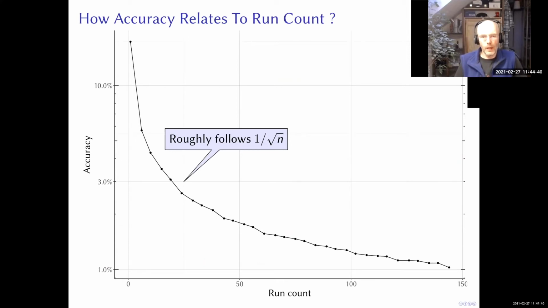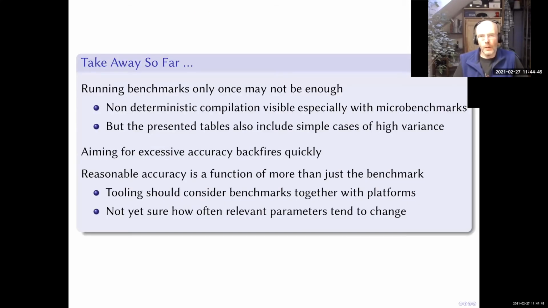So again, if I want to summarize into a few takeaway points, then first of all, obviously running the benchmarks only once may not be enough in many cases, even though in some situations you saw that one run is perfectly fine. The issue is with non-deterministic compilation, which is visible especially with micro benchmarks, which tend to amplify certain weird behavior. But also in the presented tables, we saw simple cases of high variance. I didn't deal with issues such as multi-threading in benchmarks. If the benchmarks are heavily multi-threaded, they usually need longer execution time to get more stable results.